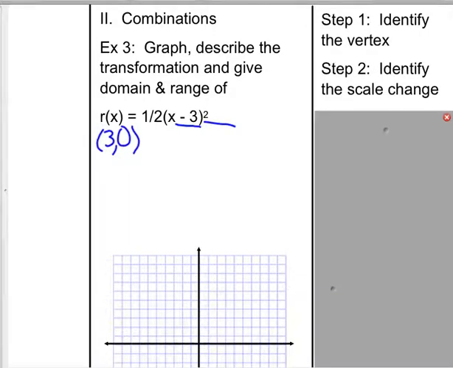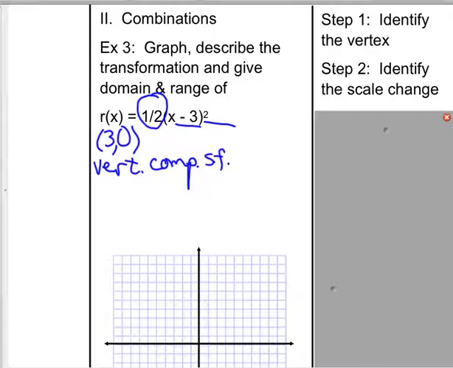So now I'm going to start to describe the transformation. My scale change, I'm multiplying. Remember, scale change is multiplication. Shifting is adding and subtracting. So I'm multiplying outside the parentheses by 1/2. So this is vertical because it's outside the parentheses. It's a compression because the scale factor is between 0 and 1.